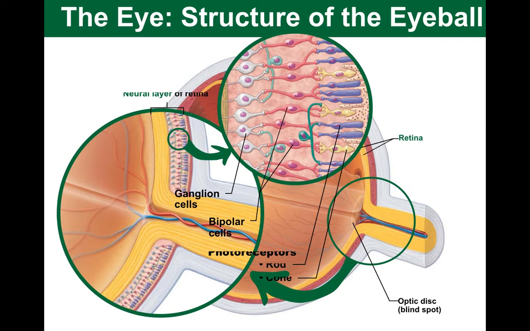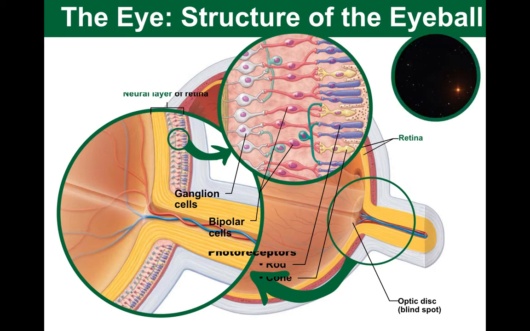And here is a fun fact. If you wish to see something in low light conditions, like a star, try looking a little past it so that the light falls on the peripheral area of your retina where you have more rods, and you will be able to see it better.